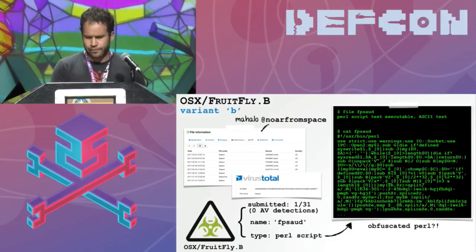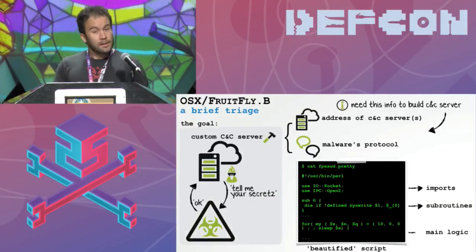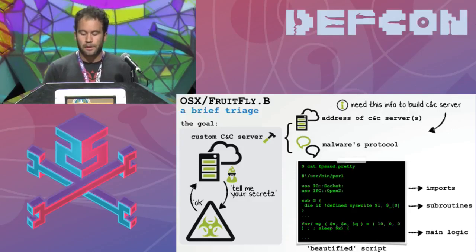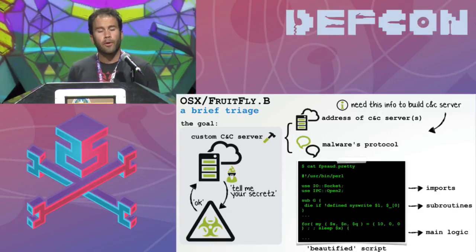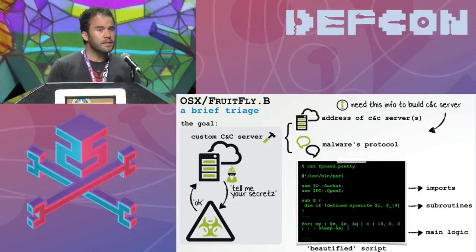As I mentioned, we want to build a custom command and control server, but we need the address that the malware tries to connect to, and we also need to understand its protocol. So let's briefly triage this malicious script to get this information. The first thing we do is beautify the script, which allows us to read it easier because it's now formatted better. We can see it starts with some imports, followed by some subroutines, and then finally is the main logic of the malware.